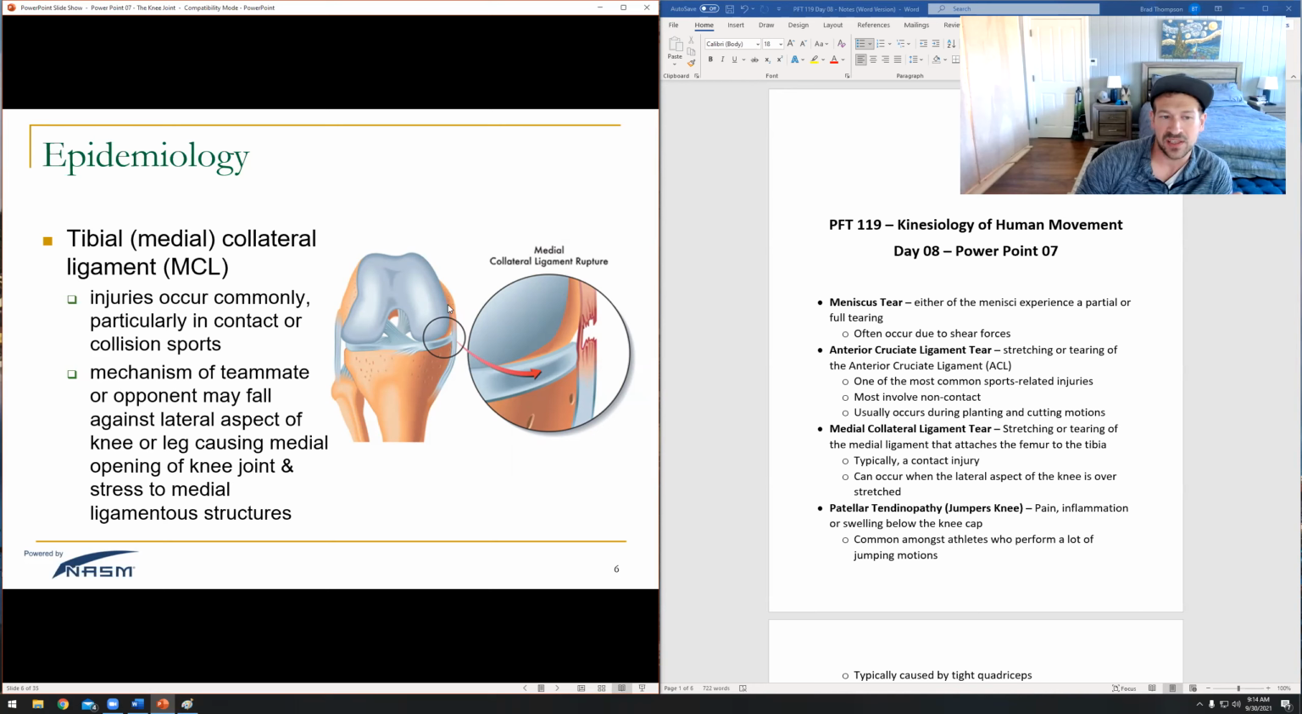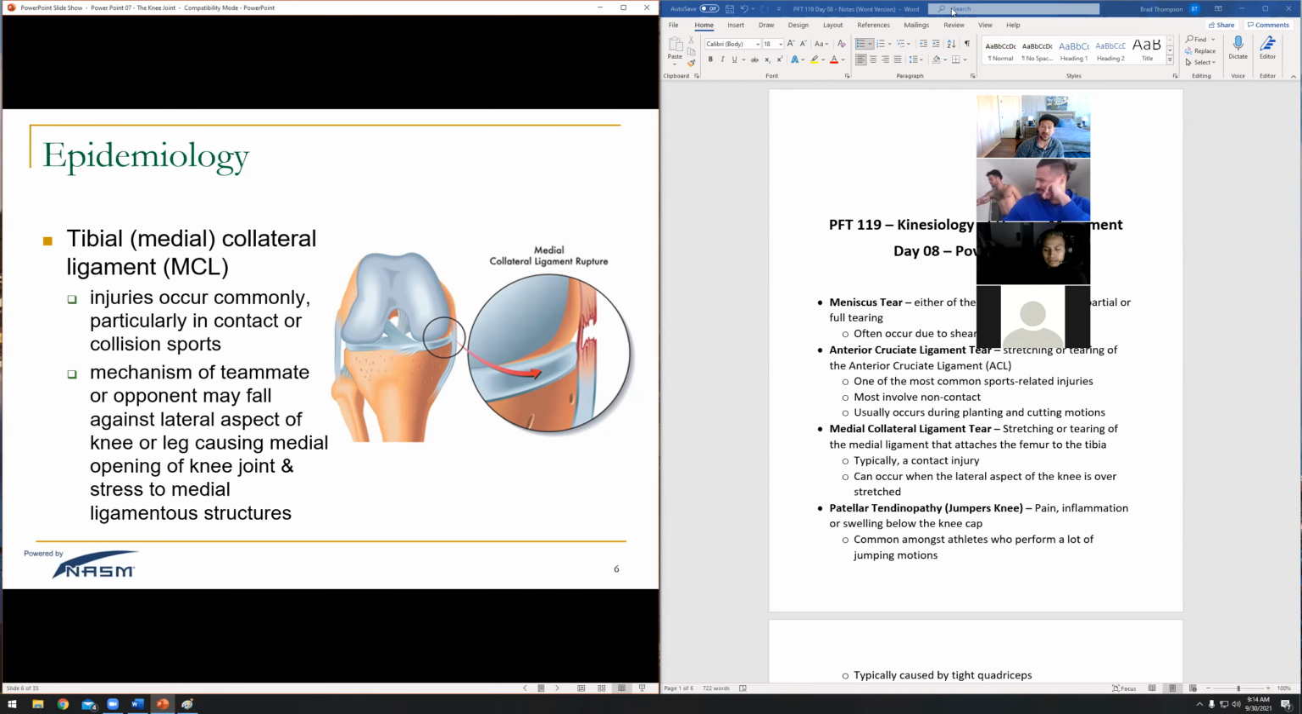This is usually a contact injury, especially in football. A lot of times it's very funny to me when I'm watching football.